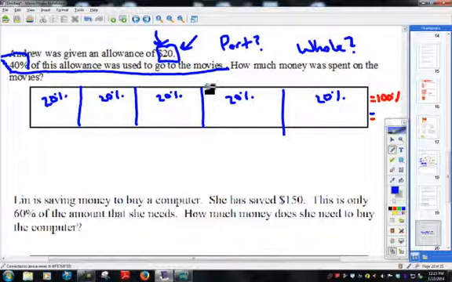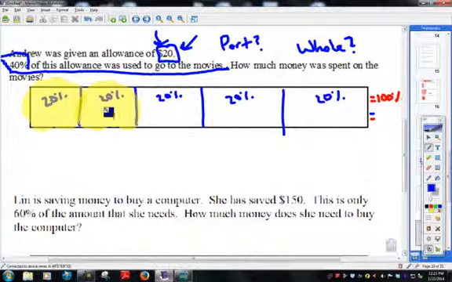40% was used at the movies. So when I look at this strip, did he spend all of his money at the movies? No. He only spent this much, 20, 40. He spent only 40% at the movies. Okay? So 40% at the movies.